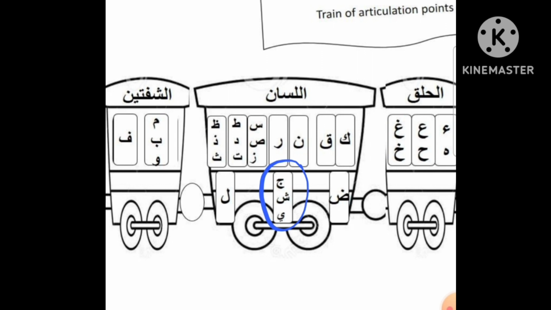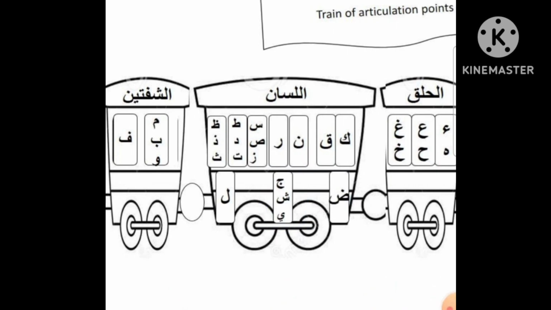And in English, the sound of Jeem is J. The sound of Sheen is sh. And the sound of Ya is Y. So the letters are Jeem, Sheen, Ya. So this part is clear.